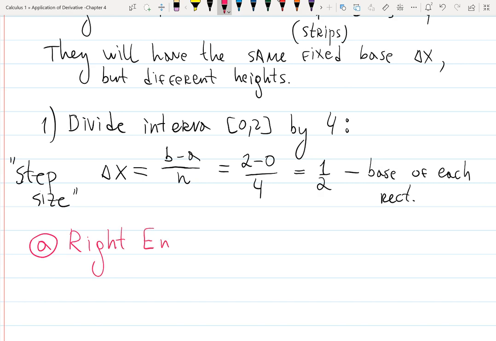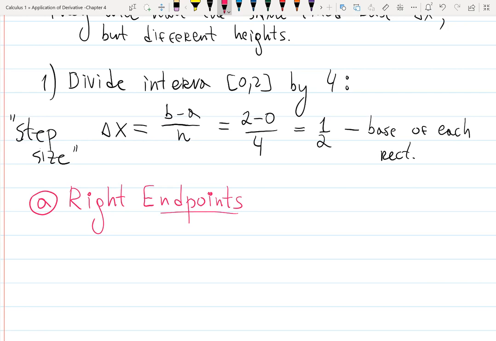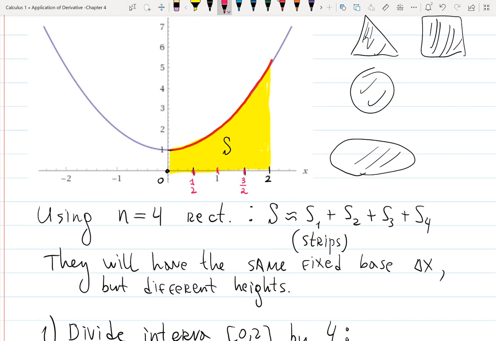Right endpoints. And you will see that the answer will be different depending on the method you choose. The right endpoints method will look like this. To create rectangles, we use the right endpoint to define the height of the rectangle. So choose this point over here, ignore the beginning, ignore the 0. Start with the second point.